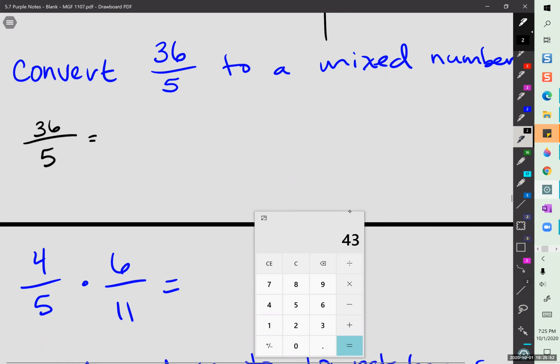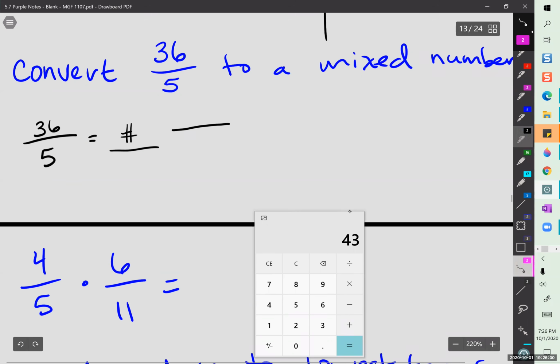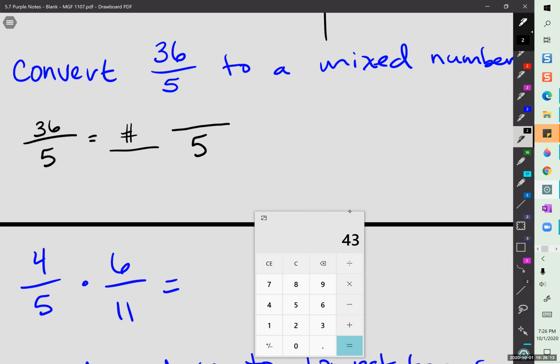So what happens first is we know that it's going to be some number with some fraction attached to it. And just as before, the denominator of the original is the denominator of the fraction part of the mixed number. So we're just going to copy down 5. But we need to figure out the integer part, which is how many times 5 goes perfectly into 36, and then what's the remaining part, which is the fraction.